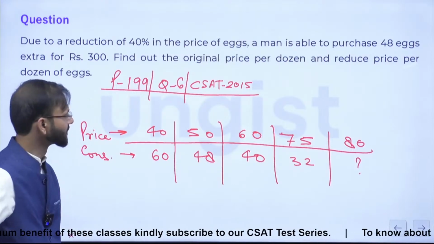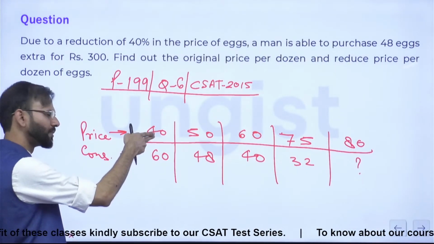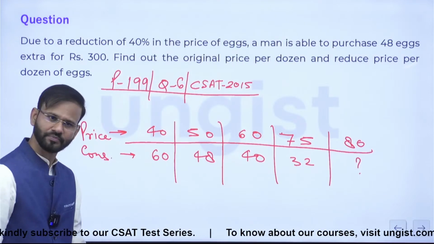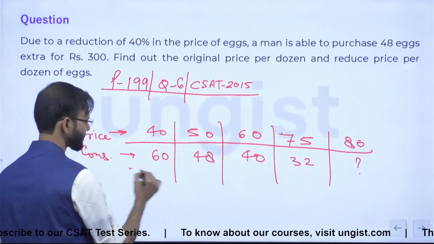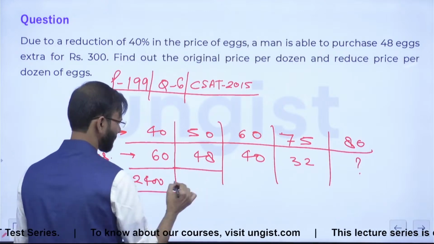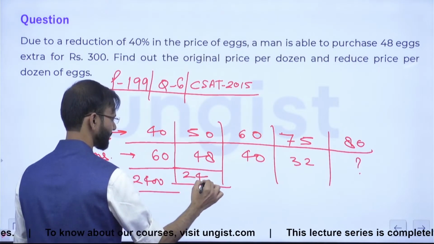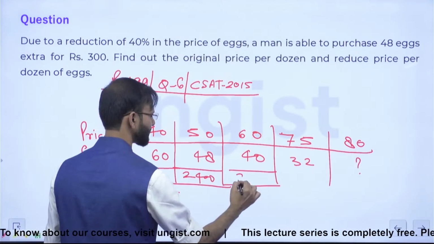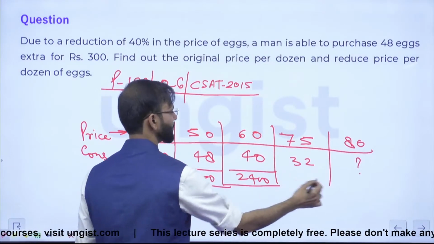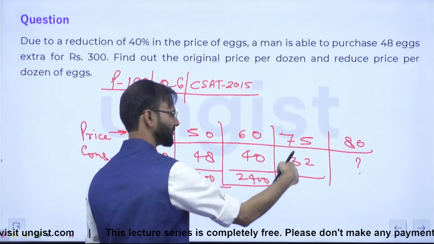Expenditure remains same. So guys, here what is the expenditure? 60 into 40, right? What is this? 2400. Here what is the expenditure? 2400. Guys, this is 3/4, right? So just find the 3/4 of this, 24.